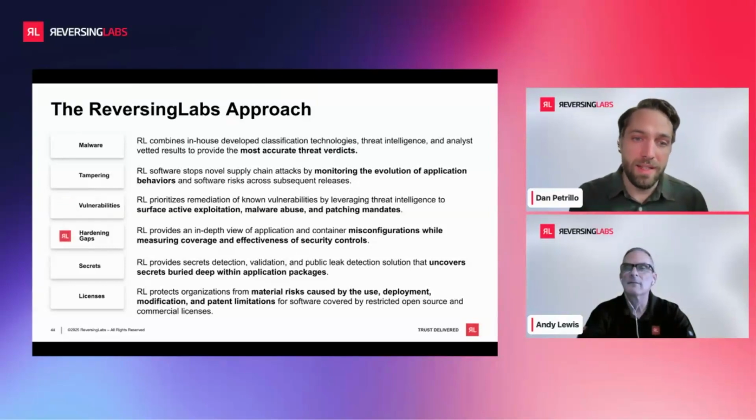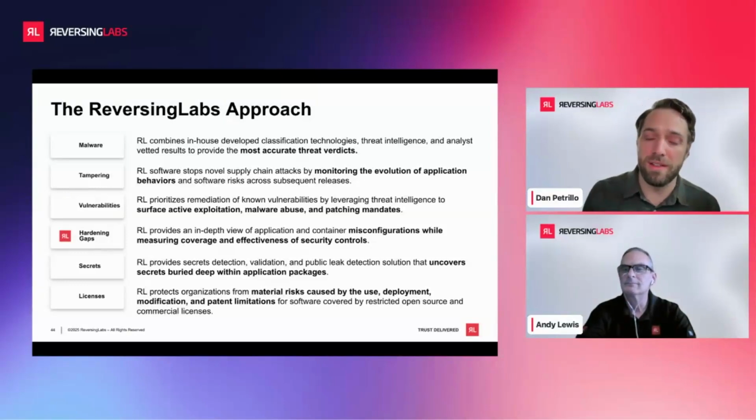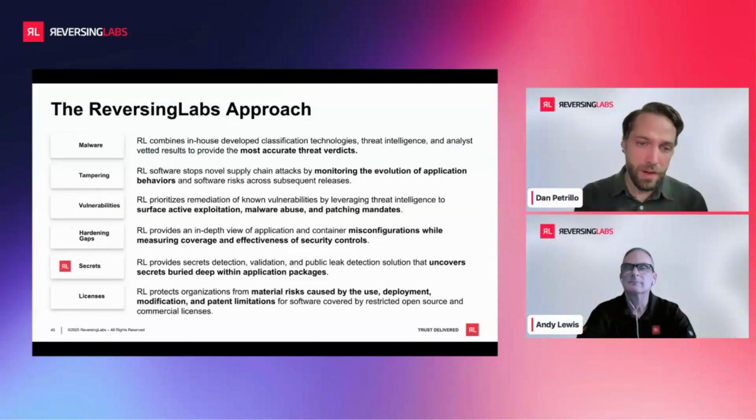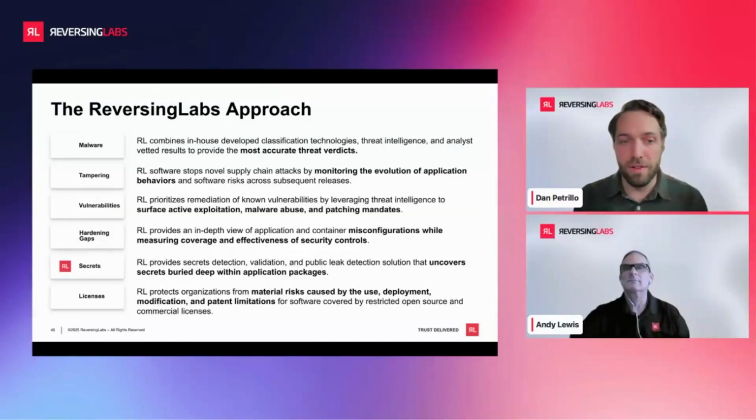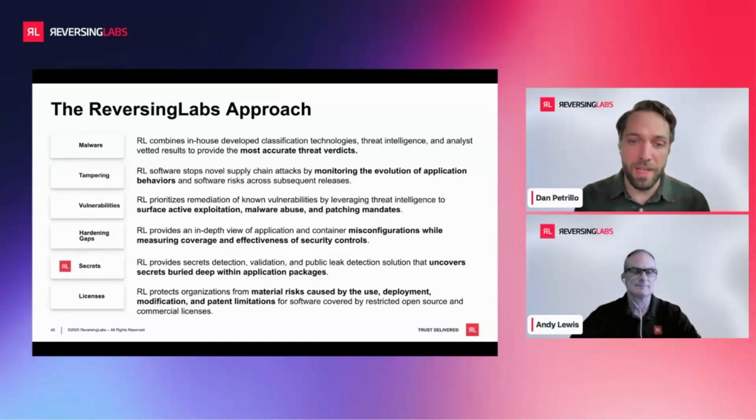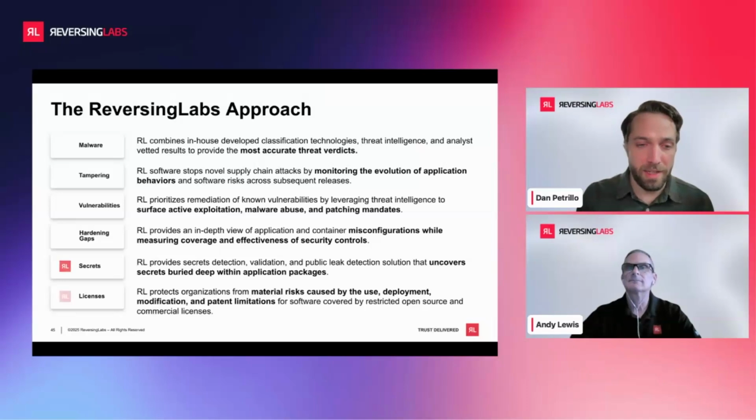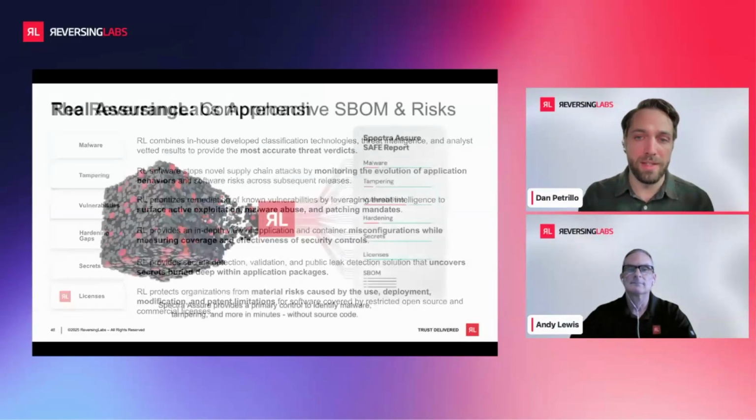Hardening gaps. In this case, we provide an in-depth view of application and container misconfigurations while measuring coverage and effectiveness of security controls. For secrets, we provide secrets detection, validation, and public leak detection solutions that uncover secrets buried deep within application packages. And last but not least, RL protects organizations from material risks caused by the use, deployment, modification, and patent limitations for software covered by restricted open source and commercial licenses.